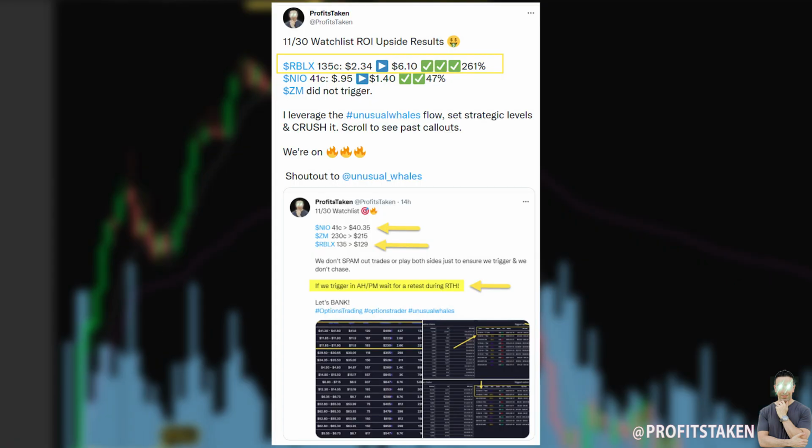Now, what you see here in front of you is a call out that I issued on Roblox for 135 calls that we entered at $2.34 and hit $6.10, yielding a maximum profit of 261%. Now, this was a trade that I found using Unusual Whales, and you can see some of the imagery below. If you'd like to learn a little bit more about how to identify trades, please see some of my other videos for Unusual Whales tips and methods.